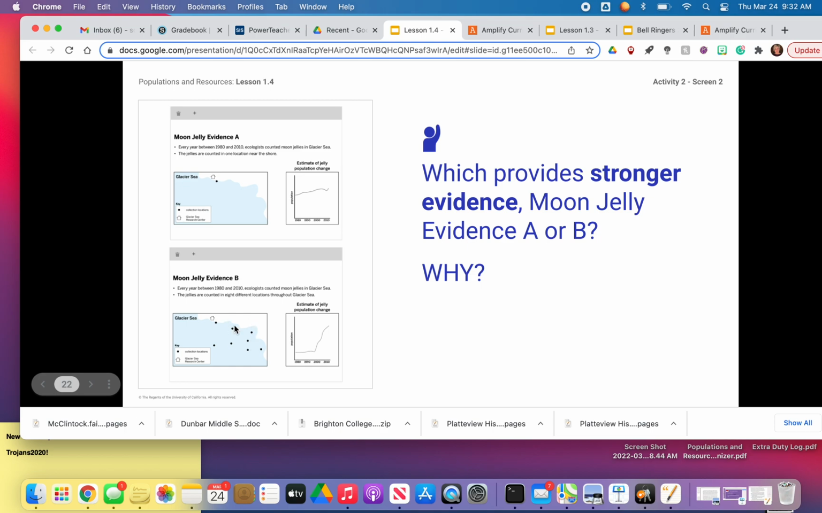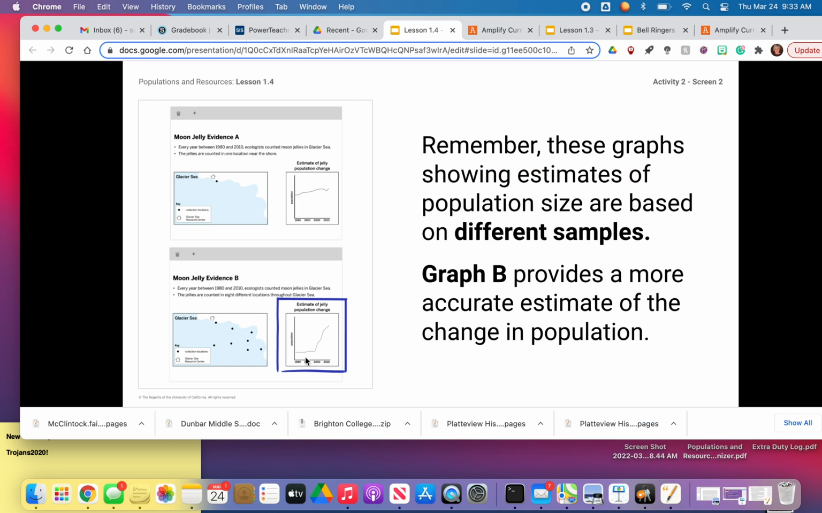We've got more idea of maybe in this one location it was pretty stable, maybe increasing slightly like what we see here. But when we take into account the information that's happening with the individual jellies that are found at these locations, and then we get an average, this gives us a much clearer, much stronger, better picture of what's going on with the population over 30 years. So these graphs showing estimates of population size are based on different samples, and graph B does provide a more accurate estimate of the change in population.